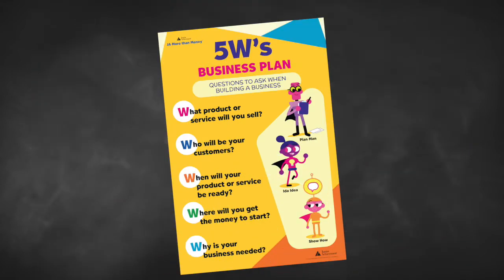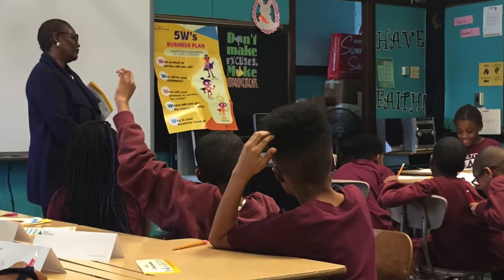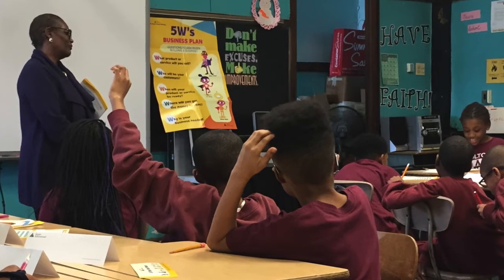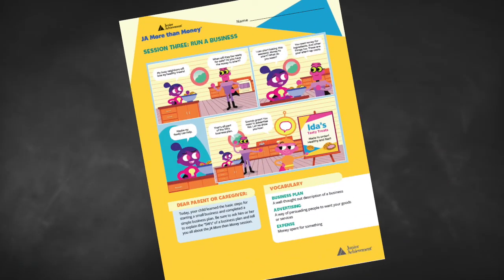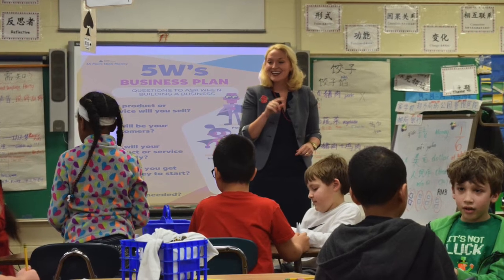Show the 5 W's business plan poster and explain that all businesses need to consider these questions in order to get started. Ask students to read aloud the 5 questions: what, who, when, where, and why on the poster. Ask them to think about these questions as you read aloud the comic strip in the flyer. As you review each question, ask them how Ida answered the 5 W's for her business.